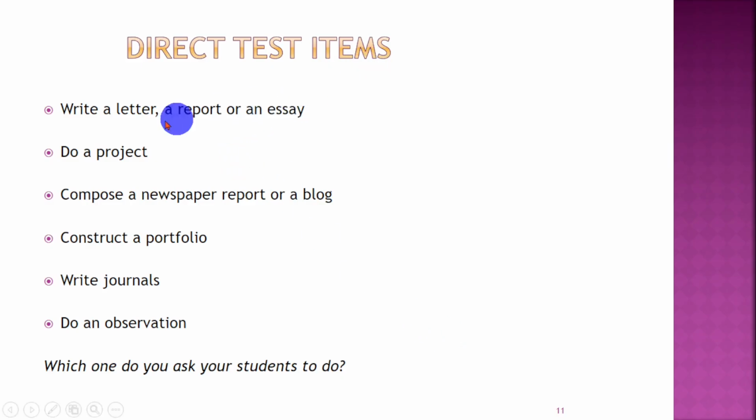Direct test items: write a letter and report. It's an example of a direct test item. Do a project, a direct test item. Compose a news report or a blog, also an example of a direct test item. Construct a portfolio, write a journal, do an observation. So these are the types of direct test items.